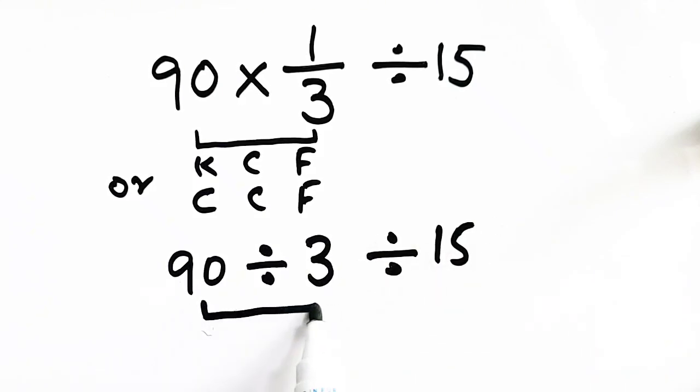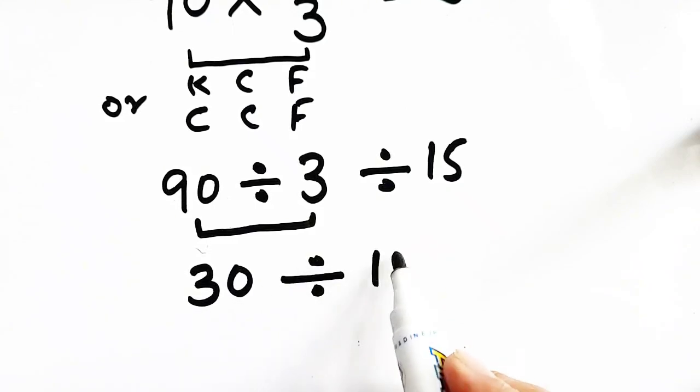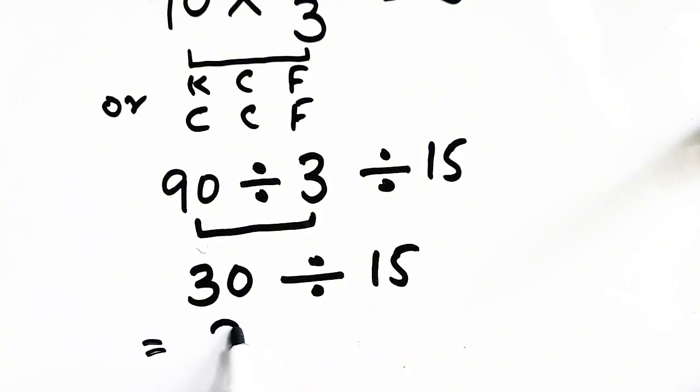So now 90 divided by 3 will be equal to 30 divided by 15. Now it is very simple. 30 divided by 15 is equal to 2. Hence 2 will be our answer.